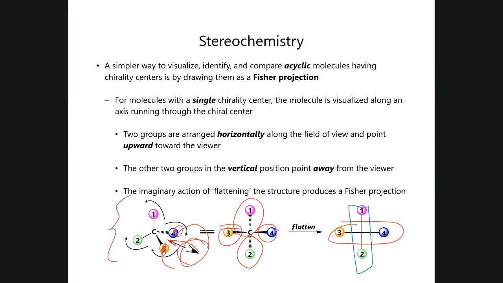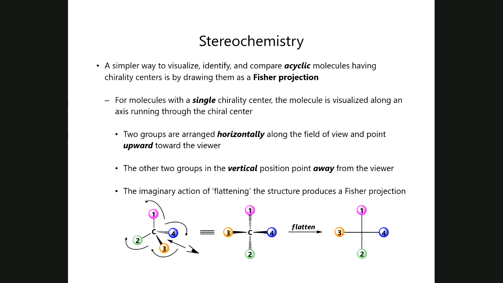But notice that by flattening it, and again, this is quote unquote flattening it, we've eliminated the wedges and the dashed lines. We now simply have solid lines because the whole thing has sort of been flattened onto the white background. So what we need to now understand is that this representation that's on the far right has a very unique and particular meaning. And this is what is known as a Fisher projection.